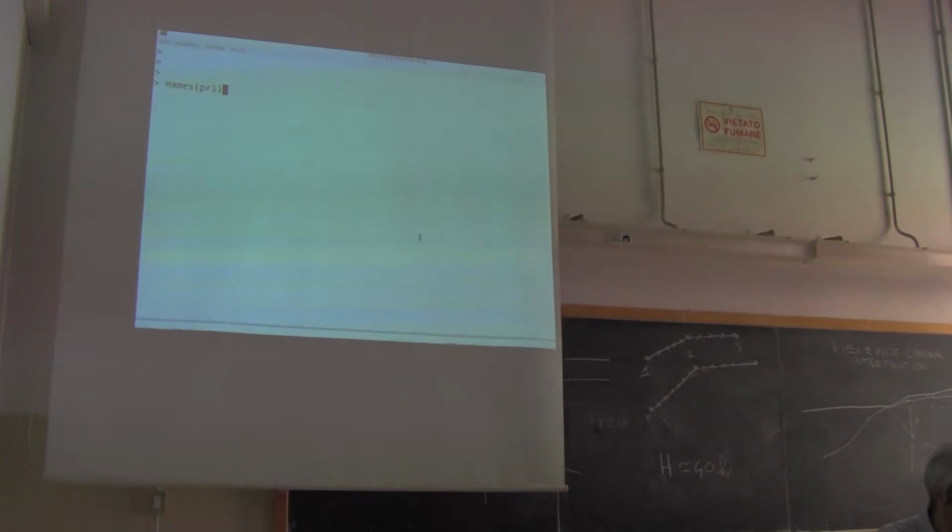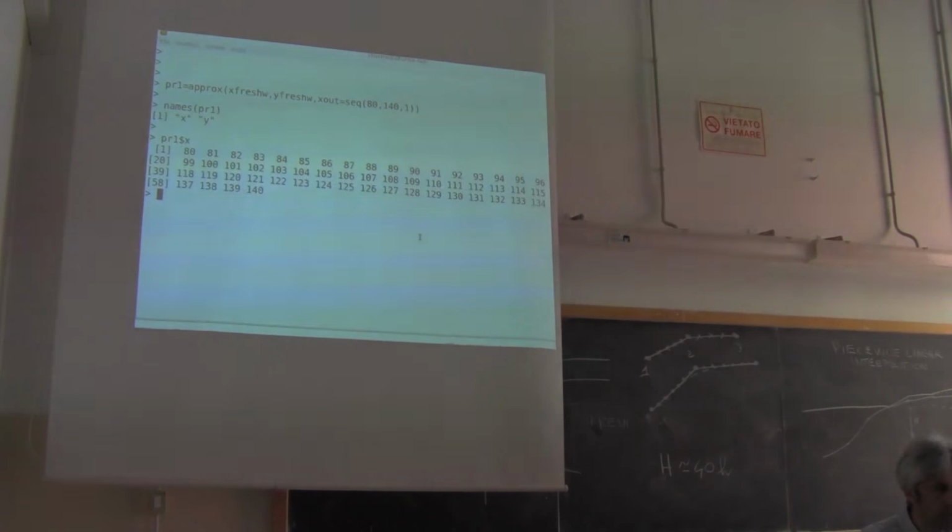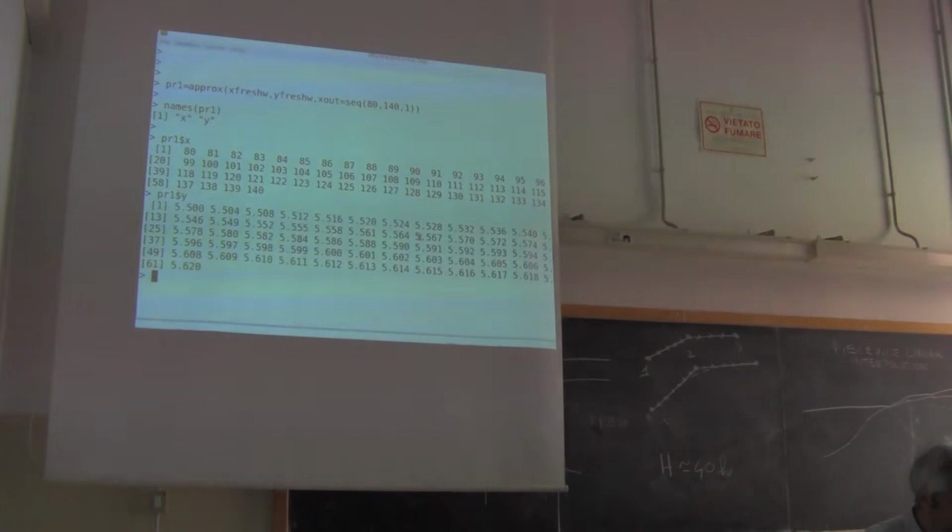Basically, when I asked for the names of PR1 previously, PR1 was this one. This instruction means give me the names of the variables in this list, and the names are x and y. So if you now type PR1 dollar x, you see it's 80, 81, 82, etc. And PR1 dollar y is the linear interpolation. And then I performed the smoothing.